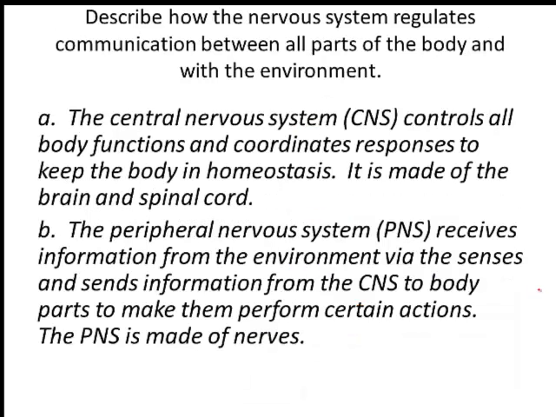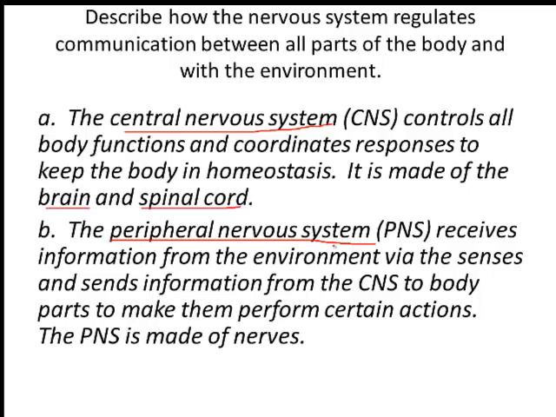Okay, we're going to look at how the nervous system regulates communication between the different parts of the body. So our central nervous system is controlling all of our different body functions in order to keep us in homeostasis, and it's made up of our brain and spinal cord. So that's going to control all the different body systems, make sure our heart is beating and our diaphragm is contracting when we need to breathe and everything. That information from the central nervous system actually has to be sent along the nerves of the peripheral nervous system.